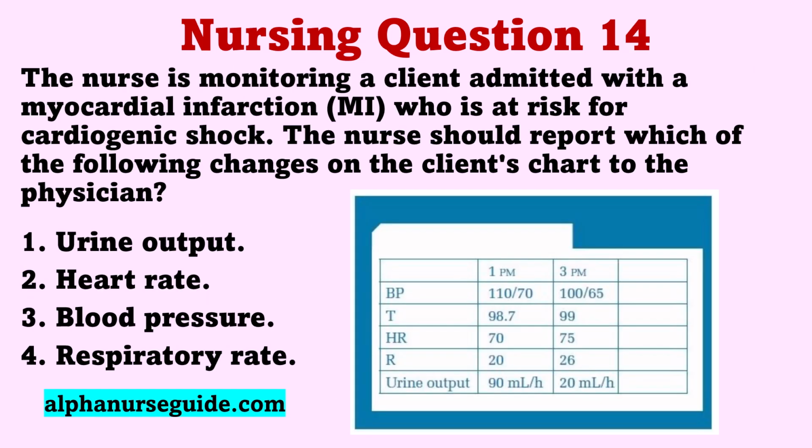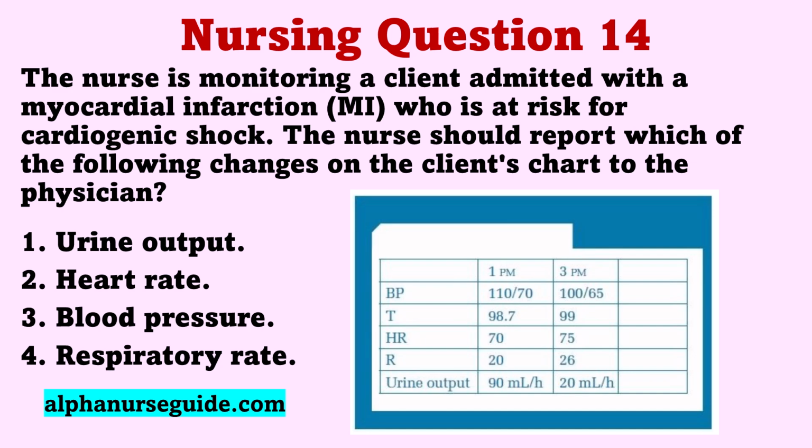The nurse is monitoring a client admitted with a myocardial infarction who is at risk for cardiogenic shock. The nurse should report which of the following changes on the client's chart to the physician? 1. Urine output. 2. Heart rate. 3. Blood pressure. 4. Respiratory rate. The correct answer is 1.